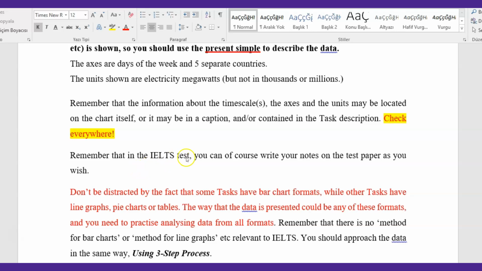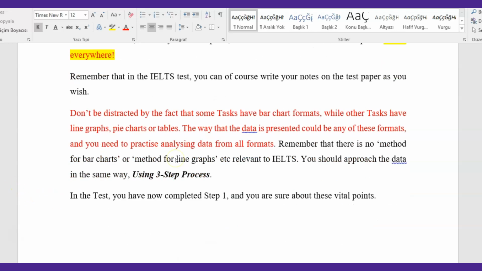Remember that in the IELTS test, you can, of course, write your notes on the test paper as you wish. Don't be distracted by the fact that some tasks have bar chart formats, while other tasks have line graphs, pie charts, or tables. The data could be presented in any of these formats, and you need to practice analyzing data from all formats.